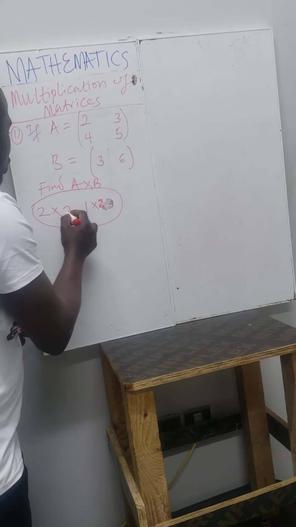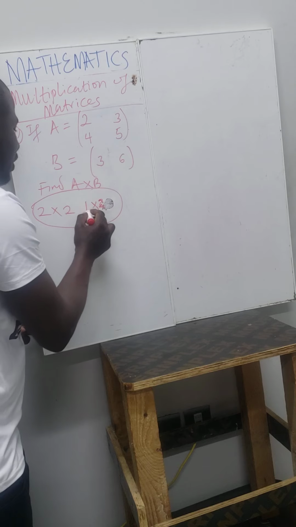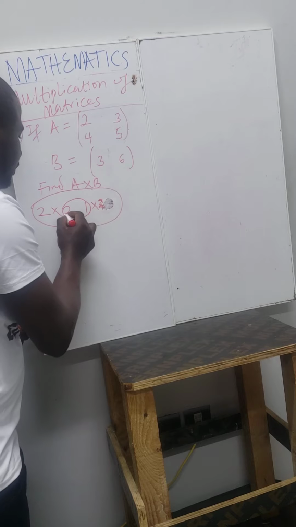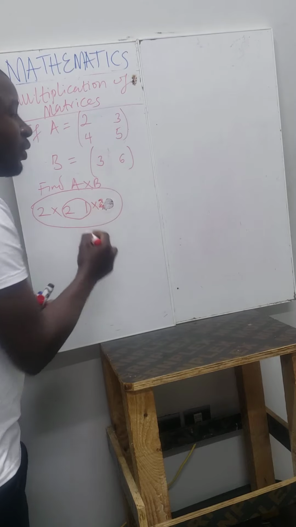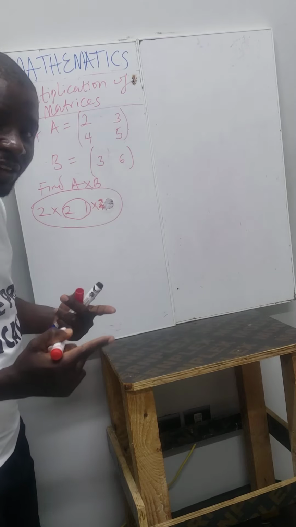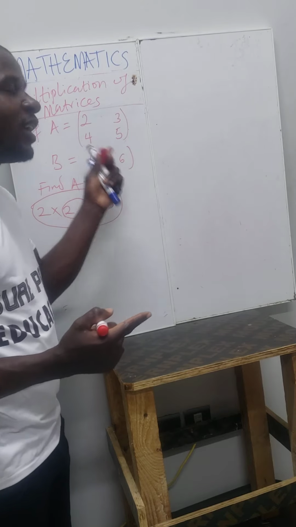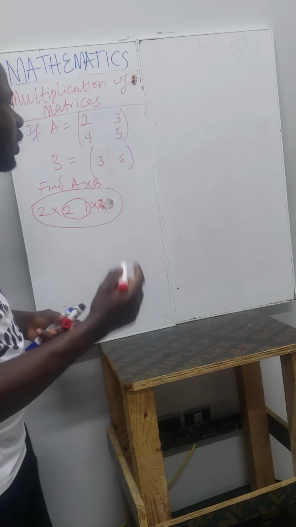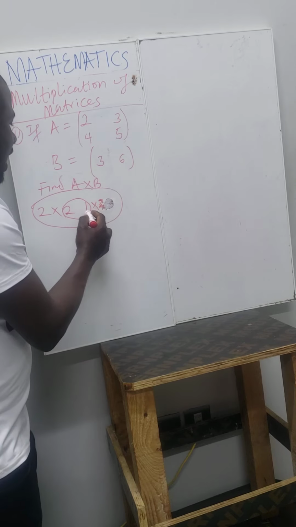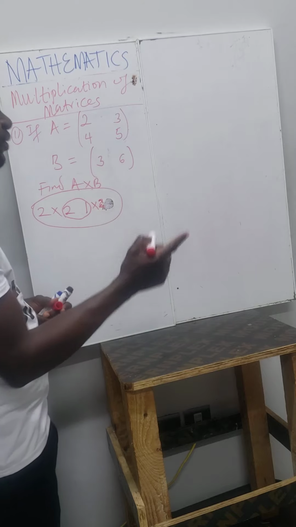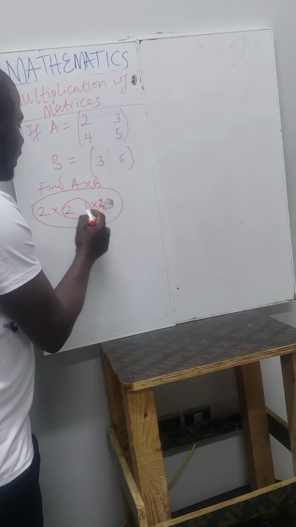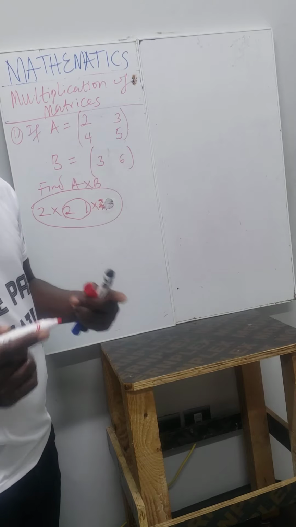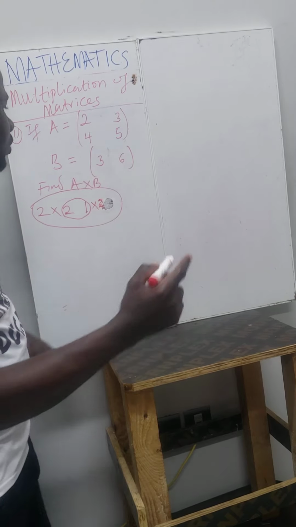How do we know? Look at the last number here and the first number for the second one. You have to correlate them. It is having 2 and 1. It has to be the same number. You understand? For us to conclude that these two matrices are multiplicable, the last number for the first one and the first number for the second one have to be the same. If they are not the same number, it simply means the two matrices are not multiplicable.